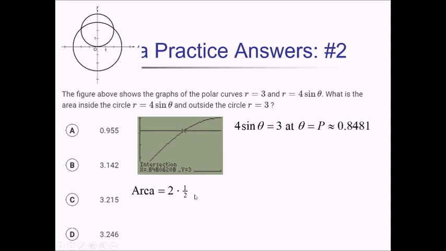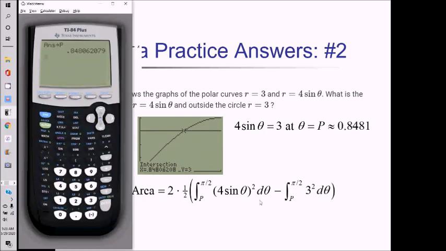I need my outer function r squared, so I need this 4 sine of theta squared integral. That's going to be from the angle p to pi over 2 of 4 sine of theta squared d theta. And I'm going to subtract the integral from p to pi over 2 of, and now I have to have that circle, so 3 squared d theta. All of this is going to take just this little area in here and then multiply it by 2 to get that whole crescent moon area. And the rest of this happens on the calculator.